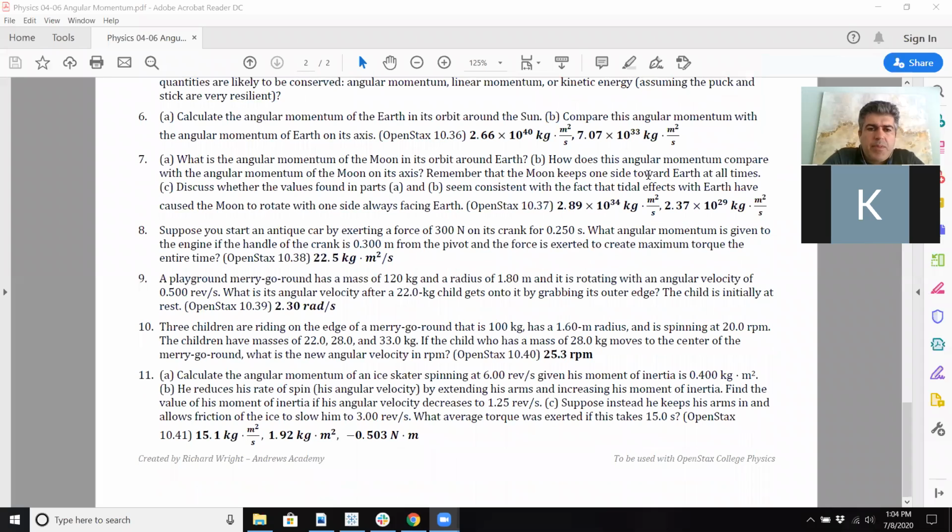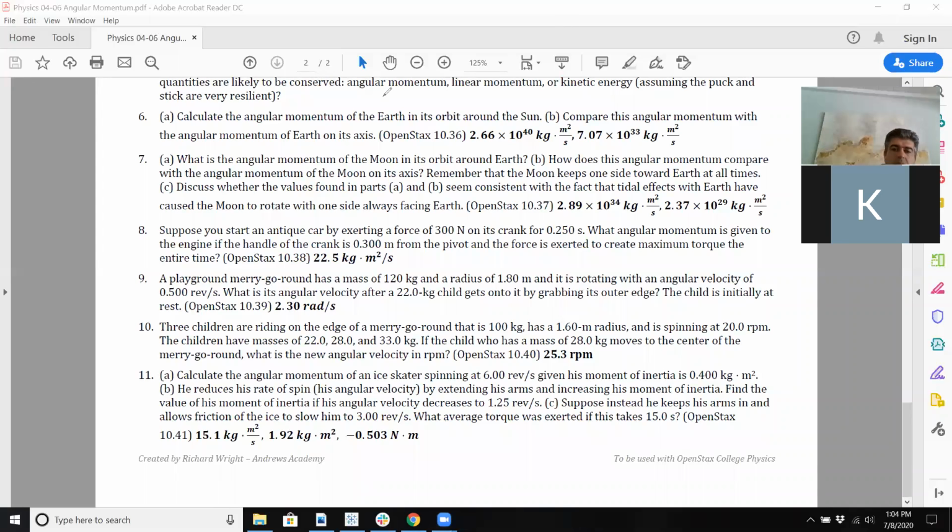Okay, for number 8, suppose you start an antique car by exerting a force of 300 newtons on its crank for 0.25 seconds. So now that we know the force and the time, we can get the impulse. But they want angular momentum, not linear momentum, so we'll have to use torque instead. What angular momentum is given to the engine if the handle of the crank is 0.3 meters? So now you know your radius, so you can get the torque. So all you have to do is just this.